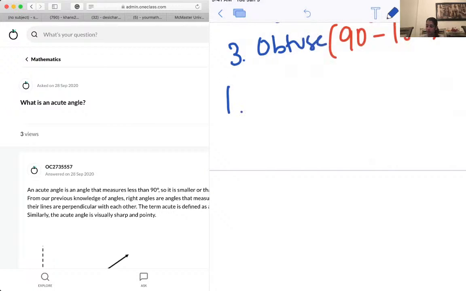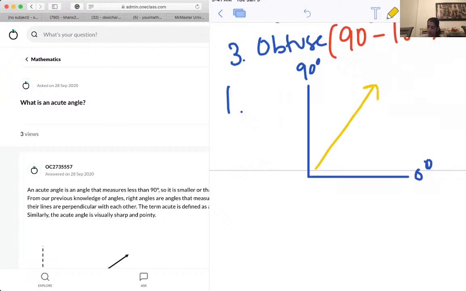So an acute angle, 90 degrees, 0 degrees. So an acute angle can be anywhere. It could be 45 degrees. It could be 60 degrees. As long as it's less than 90 and more than 0 degrees, you're good.